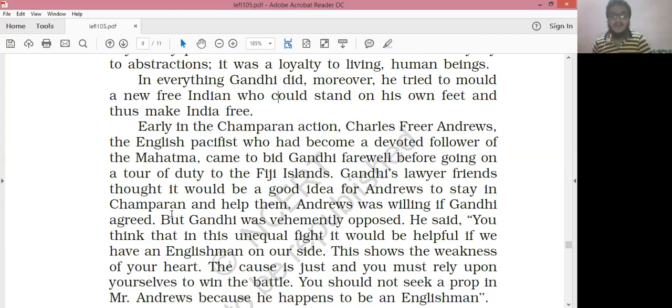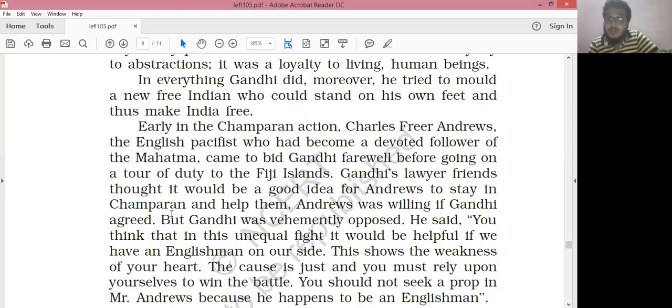But what happened here? See how the scene is different. Gandhi's lawyer friends suggested Andrews stay in Champaran and help them. Andrews was willing if Gandhi agreed. It means Andrews was ready to take the place of Gandhi if Gandhi would have given permission.